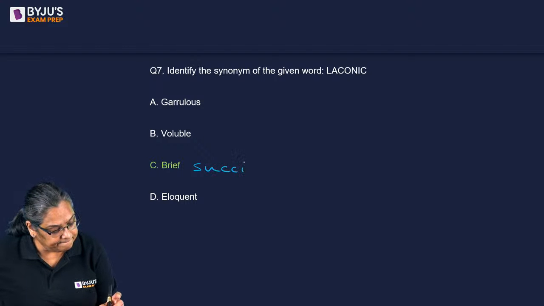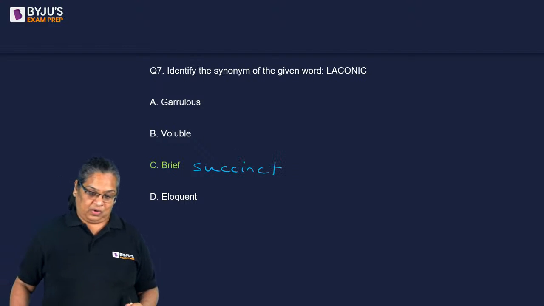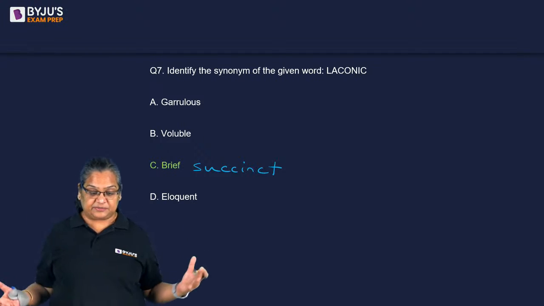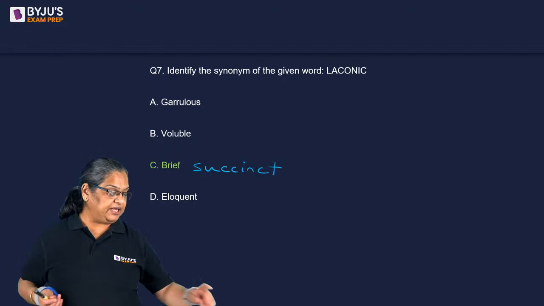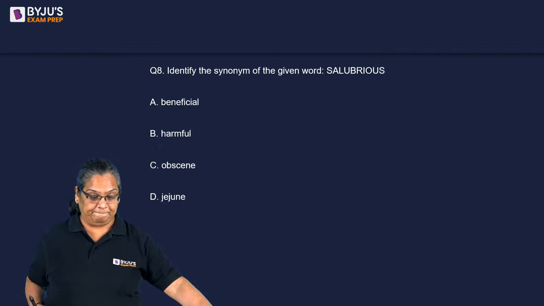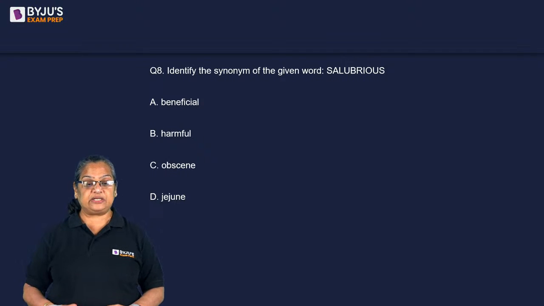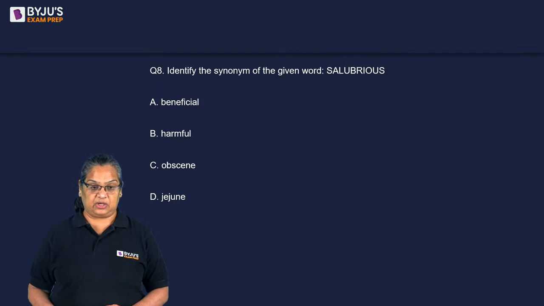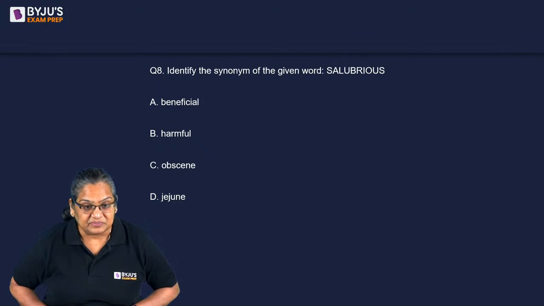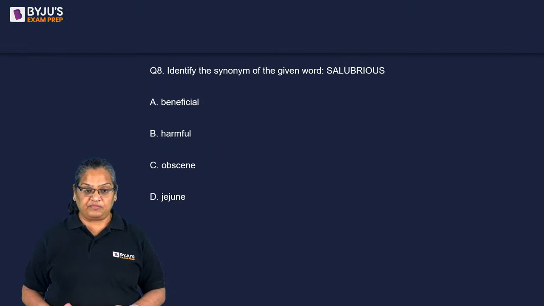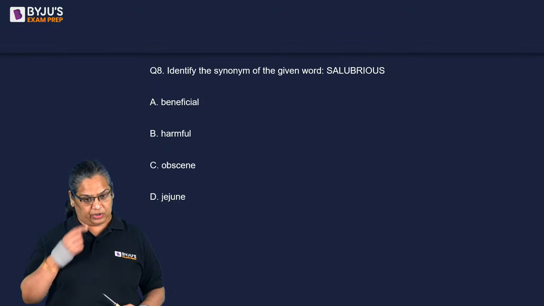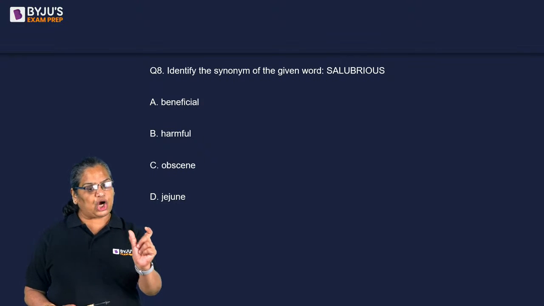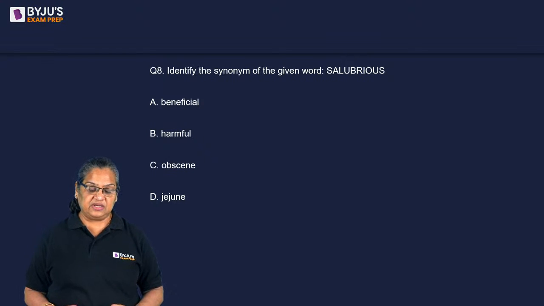Alright. Garrulous means talkative. Voluble means wordy. Eloquent is somebody who speaks very well. Alright. What is the synonym of salubrious? Beneficial, harmful, obscene, or jejune? A man who speaks few words. Correct. Laconic. Laconic reply, a short reply, a brief reply, having a few words.